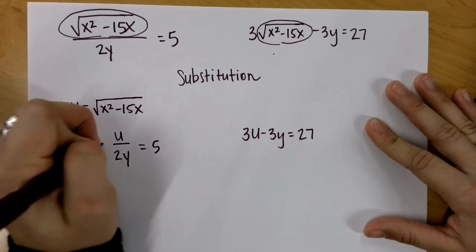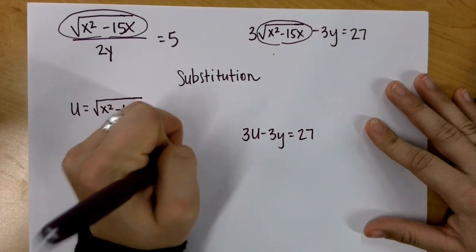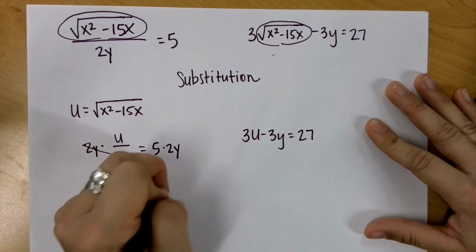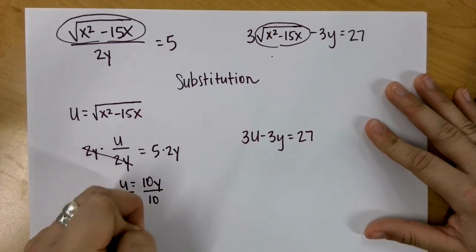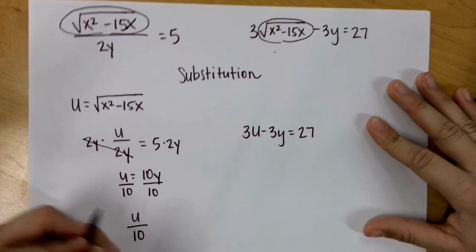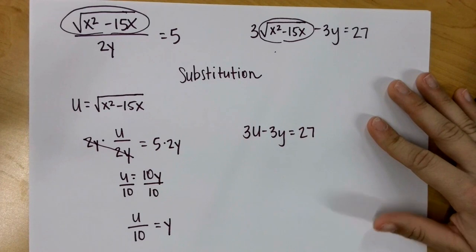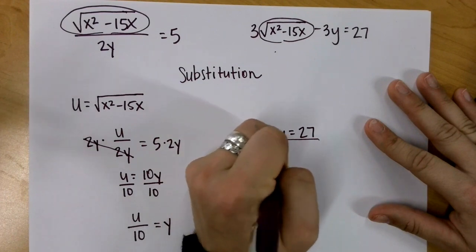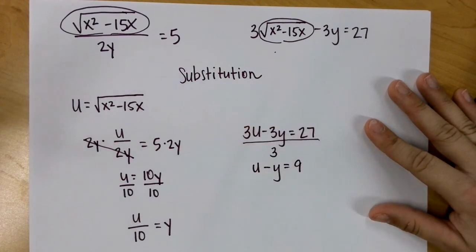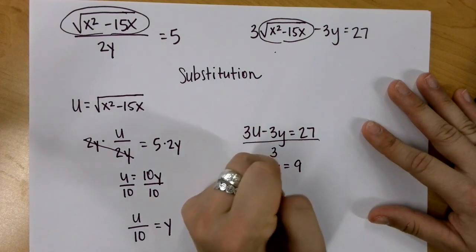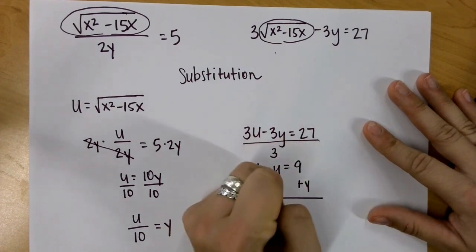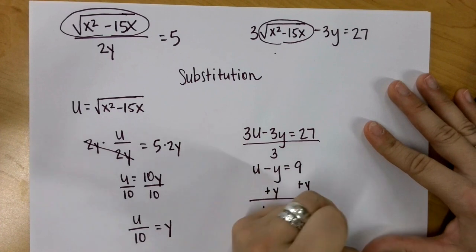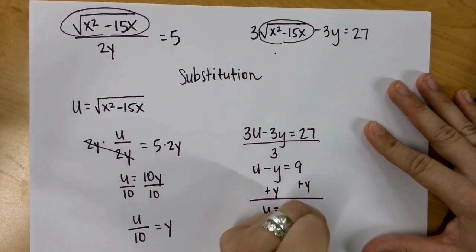I'm going to solve each of these for y. So I have 2y times 2y. These cancel out. I get u equals 10y. Divide by 10. So u over 10 equals y. Okay, and then over here I can divide all of these by 3. So I get u minus y equals 9. Okay, to solve, I'm going to add y on both sides. So I have u equals 9 plus y. Subtract my 9. I get u minus 9 equals y.